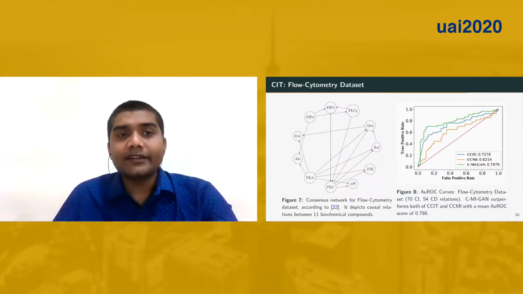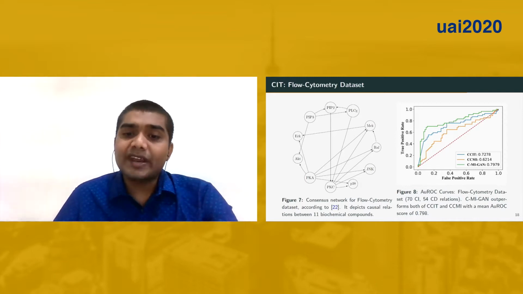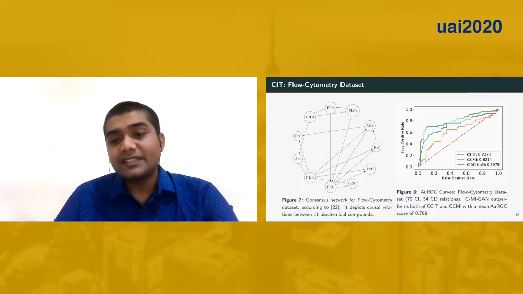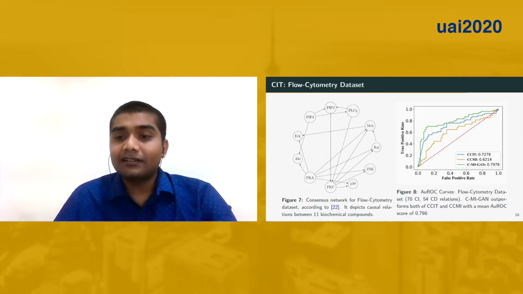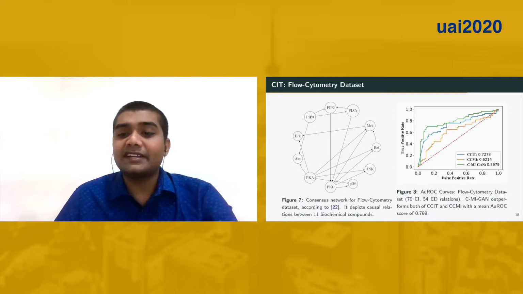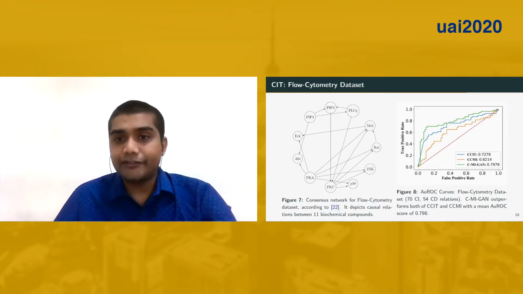Next, we consider real-world flow cytometry dataset, and we consider this consensus network for our ground truth. We extract 70 conditionally independent datasets and 54 conditionally dependent datasets. As before, we see the performance of C-MI-GAN is the best. It outperforms both CCIT and CCMI as measured using the AUROC metric.